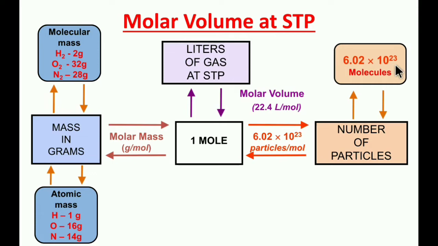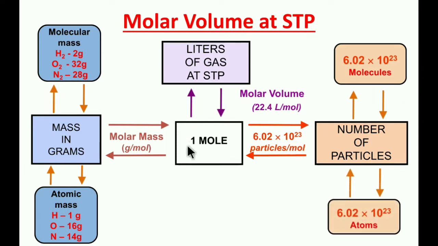At the same time, if you take any substance, 1 mole of that substance contains 6.02 into 10 to the power of 23 molecules. Okay, and let us go through the atoms now. 1 mole of any substance contains the same 6.02 into 10 to the power of 23 atoms. The difference is that here it contains this many molecules, and here it contains this many atoms.